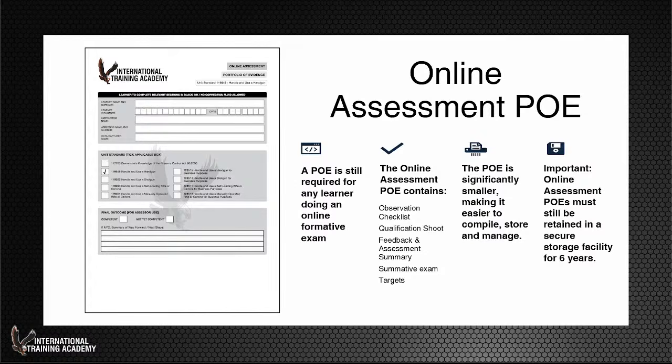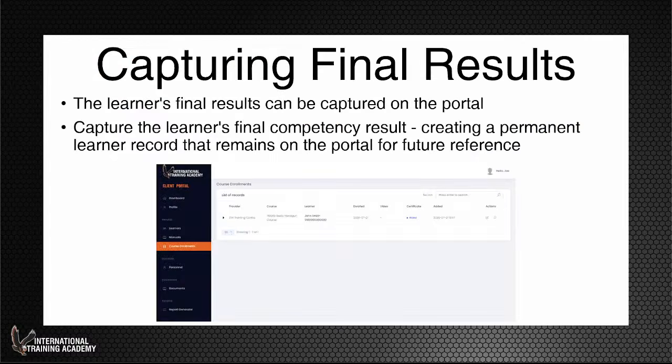All right, so the next thing that I just want to quickly touch on, this is obviously one of the last sections that will come up on the portal, is you're going to now capture the learner's final results. So the learner has attended his classroom session, he's done the summative exam, he's done his practical training, shot his targets, he was found competent, and now you want to load him onto the portal. So what will happen is you're going to go back to course enrollments and you're going to click on that edit button.